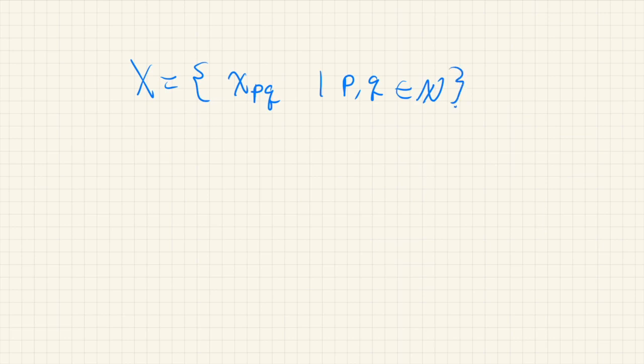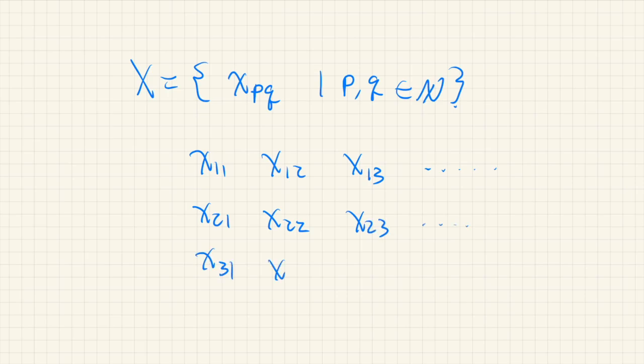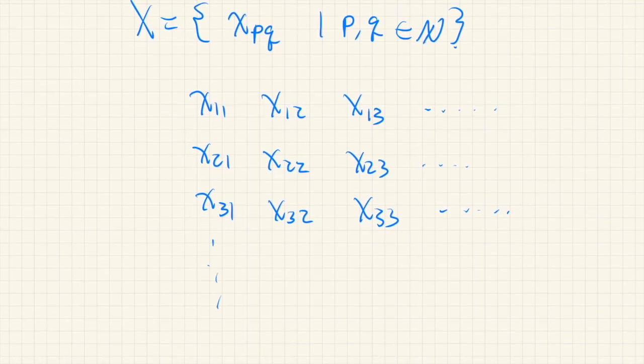Next, let's consider a little non-trivial example. Consider a set indexed by actually two indexes, two natural numbers. So something like x_pq, where p and q are natural numbers. So what this means is that we can enumerate the elements of X in a two-dimensional array. That is X11, X12, X13, and so on. And X21, X22, X23, and so on. And X31, X32, X33, and so on. Okay. So each row and each column continues forever.